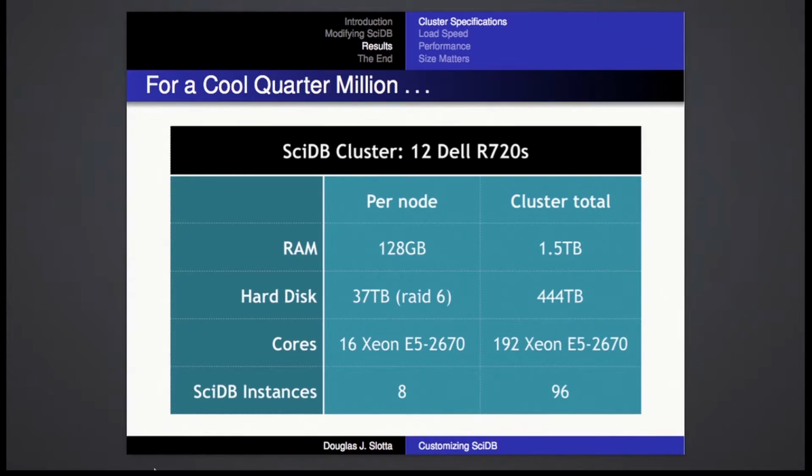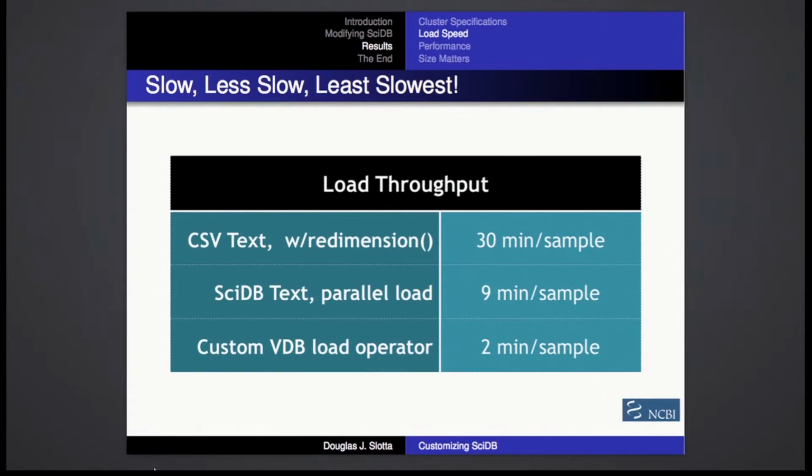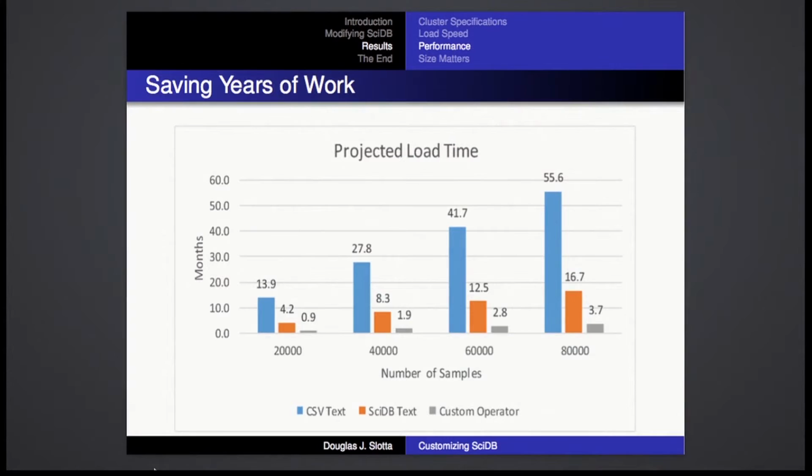For loading, in the original version using the usual SciDB approach of loading CSV text and then redimensioning it, we were getting about 30 minutes per sample. Then I tried a slightly more complicated way of doing it, going to SciDB text, which keeps the data in place so we can skip the redimension step, and this got us about 9 minutes a sample. And finally, with the custom load operator, which wasn't really that optimized, we're down to 2 minutes per sample. This was much better, since instead of taking nearly 5 years to load the data, we can load it in under 4 months. And since that data was collected over 5 years, it probably wouldn't be a very good load cycle to keep up with that.